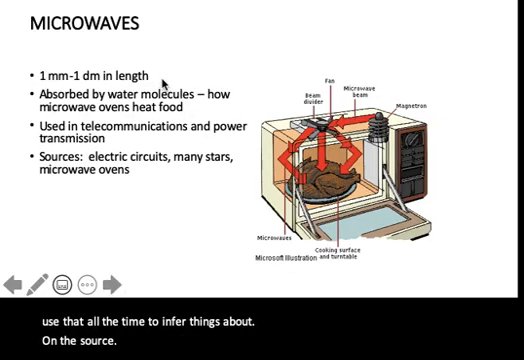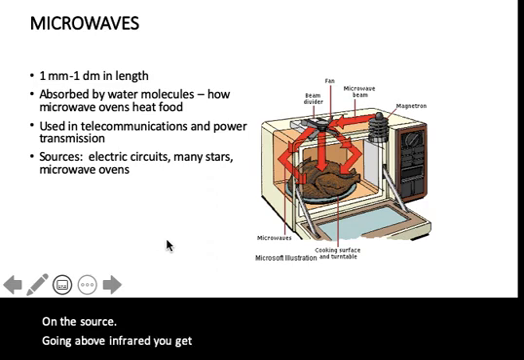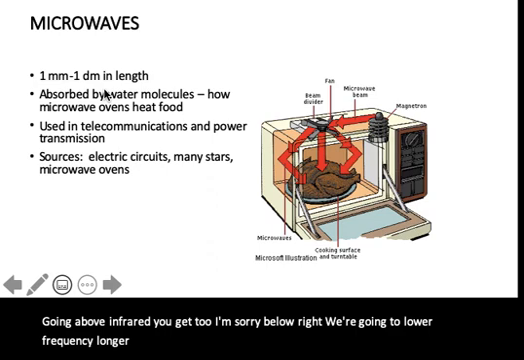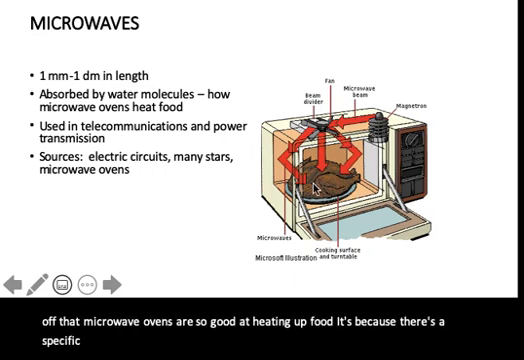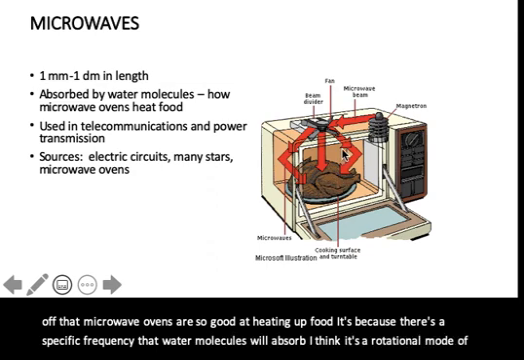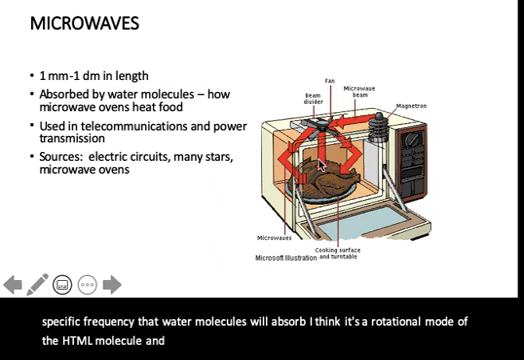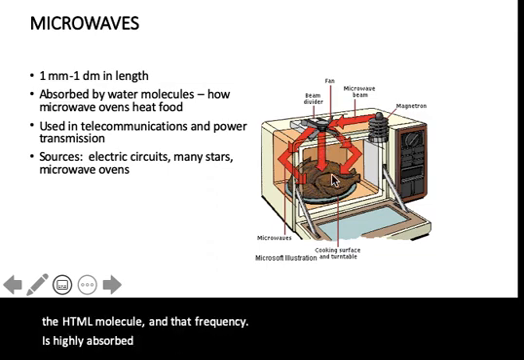Going above infrared, you get to below, right? We're going to lower frequency, longer wavelengths. We're getting into the microwave region. It's kind of a one-off that microwave ovens are so good at heating up food. It's because there's a specific frequency that water molecules will absorb. I think it's a rotational mode of the H2O molecule, and that frequency is highly absorbed by water molecules, and of course gets them into motion, which is a great way to heat up food.